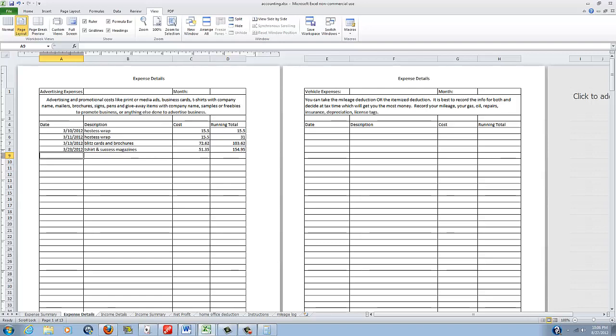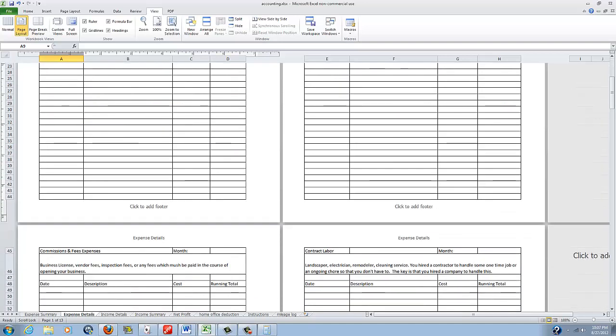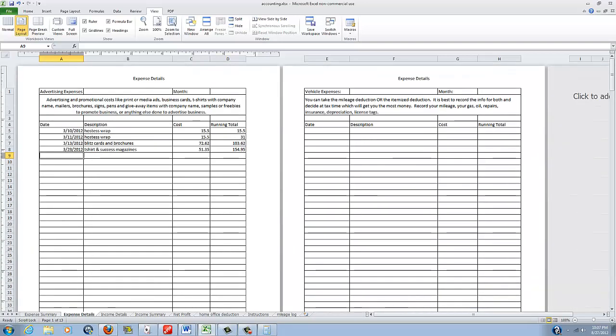Our next page here is vehicle expenses, and there are two different ways that you can do your vehicle expenses. The first one is to record all of your vehicle expenses, whether it is repairs, gas, oil changes, insurance, tags, depreciation, all of that stuff. Or you can take the mileage deduction, where you just record the miles you drive for business use. I personally choose to use my mileage log, and there's a tab for that.